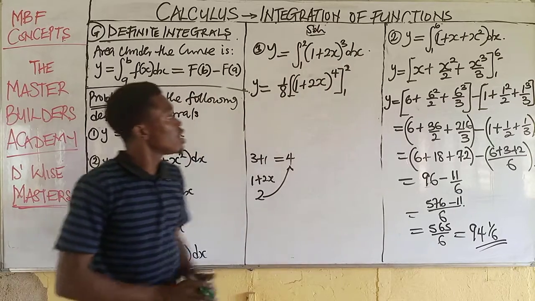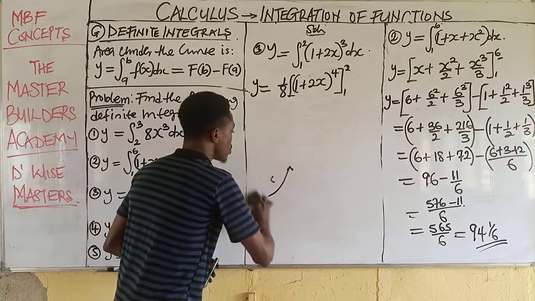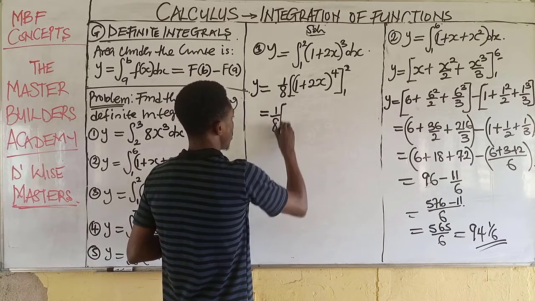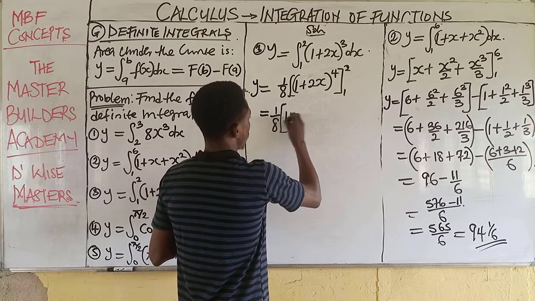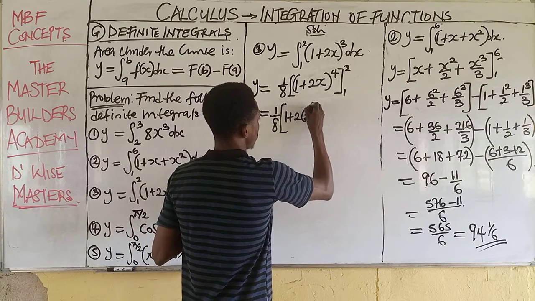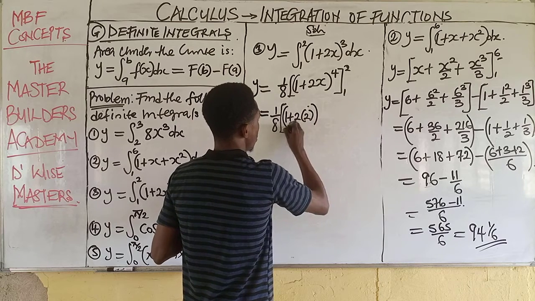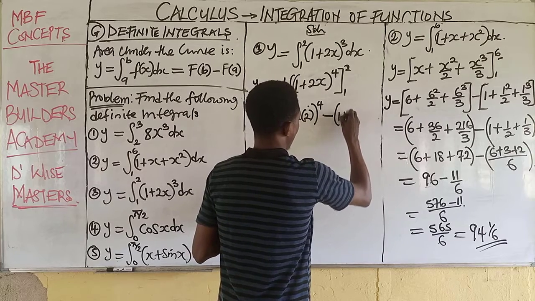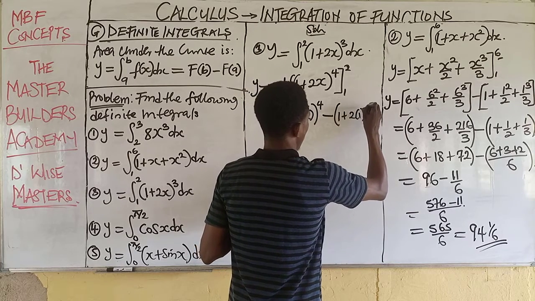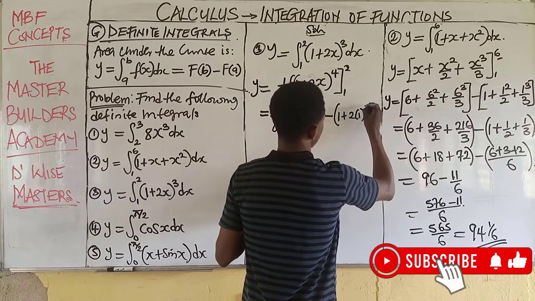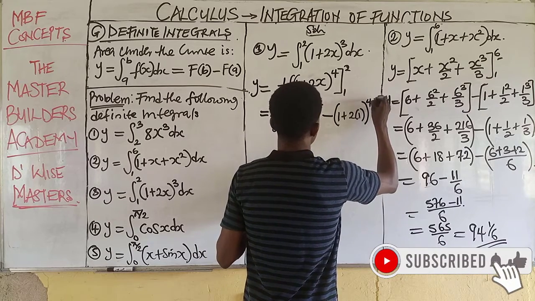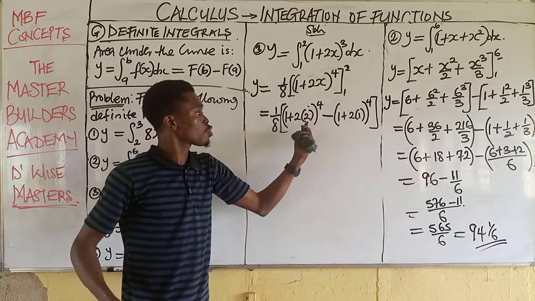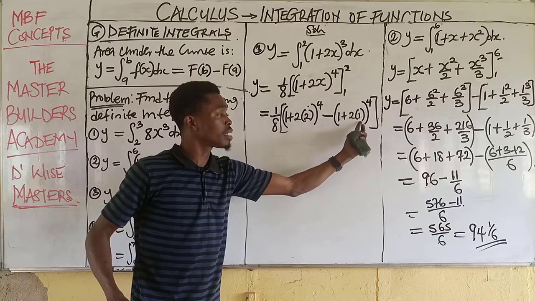This is our limit. So all we need to do now is to first substitute the upper limit, and this will give us 1 over 8 into (1 plus 2 multiplied by 2) raised to the power of 4, then minus (1 plus 2 into 1) all raised to the power of 4. Then we can close the bracket. First, we substitute the upper limit 2 in place of x. Second, we substitute the lower limit in place of x.